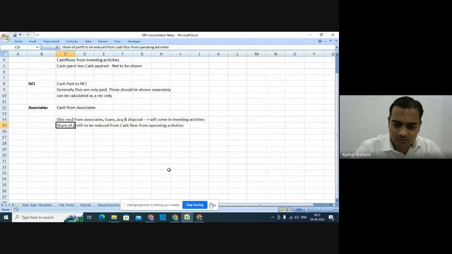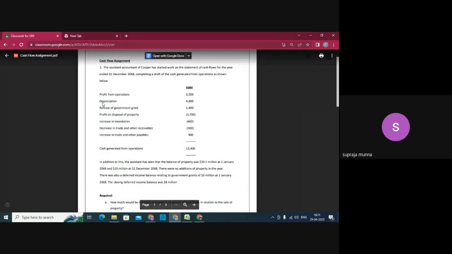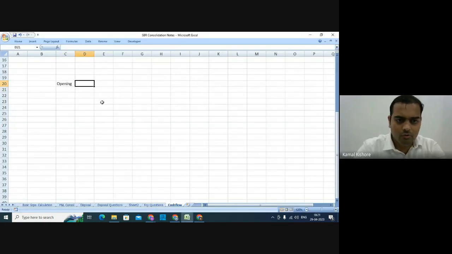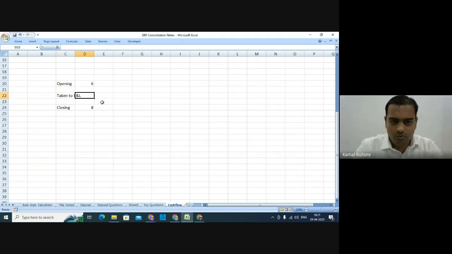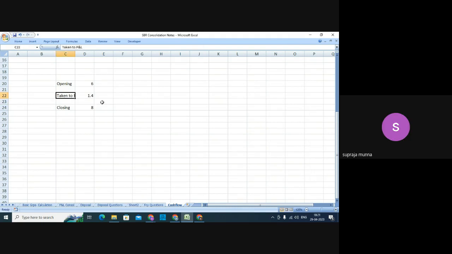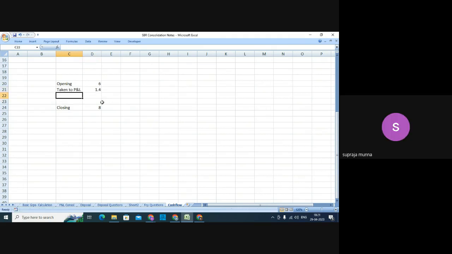Basically, opening balance is 6 million. Closing is 8. Taken to P&L, 1.4 million. That means there will be something as received, right? Yes. That's the amount you have to calculate.